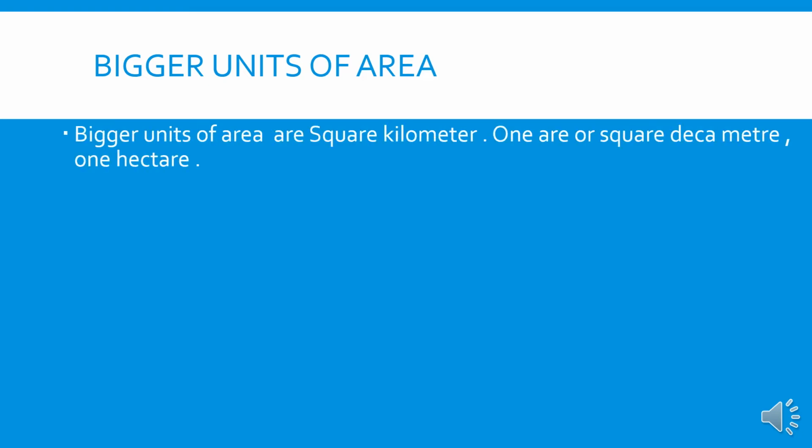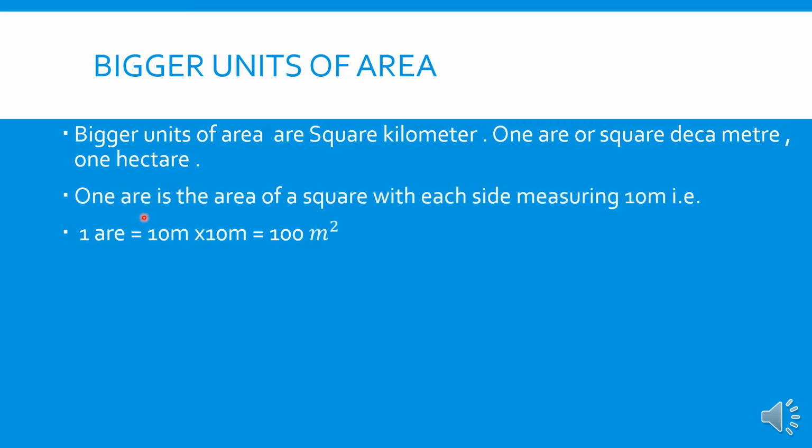Children, I have told you about the SI unit of area, that is square meter. Now I am going to tell you about the bigger units of area. These are square kilometer, 1 are, square decameter, 1 hectare. Bigger units means these units are bigger than the square meter. If we have to measure the area of a playground or a field, then we use these units. Right children?